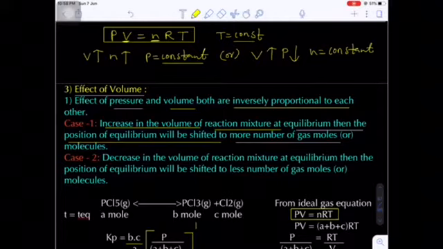Case 2: the number of moles is kept constant along with the temperature; in both cases temperature must be constant. When we decrease the pressure, because temperature, R and n are constant, PV is equal to constant. That means if pressure decreases, the volume has to increase. So in case 1 we are increasing the volume, and indirectly we are decreasing the pressure. We are dealing with this case.